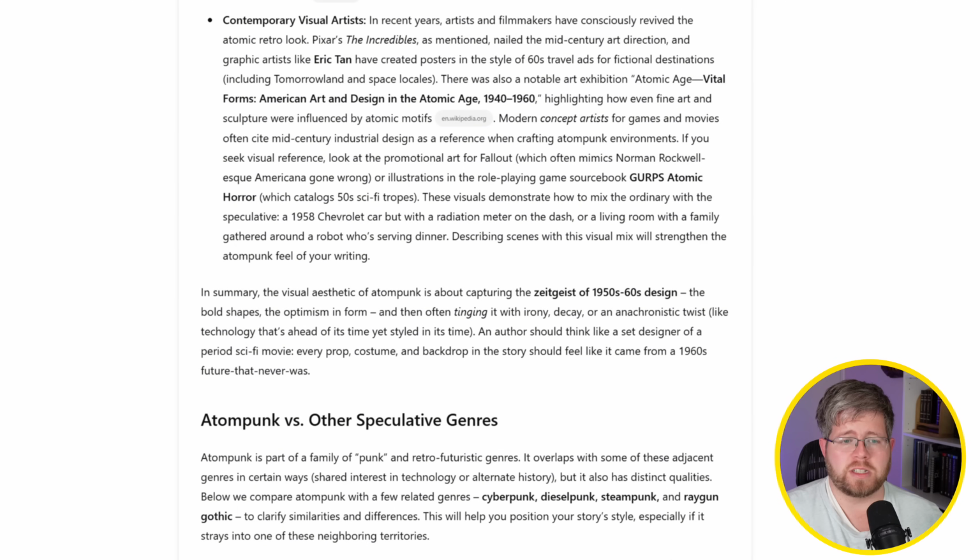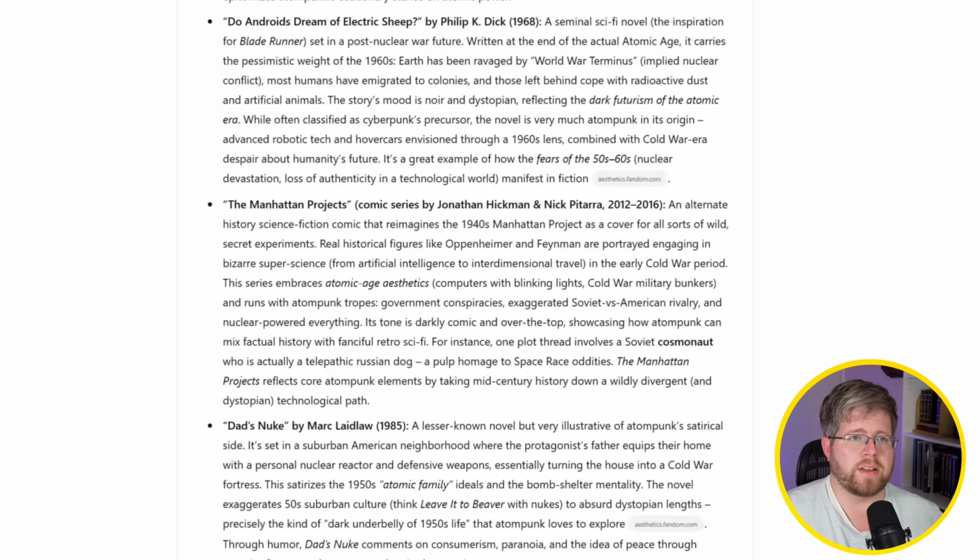So it spent most of its time just talking about the tropes and the design and stuff like that. So all in all, both of them did a decent job. I would say they're both kind of at the same level. You might give a little bit of an edge to Gemini because, first of all, it finished a little quicker.